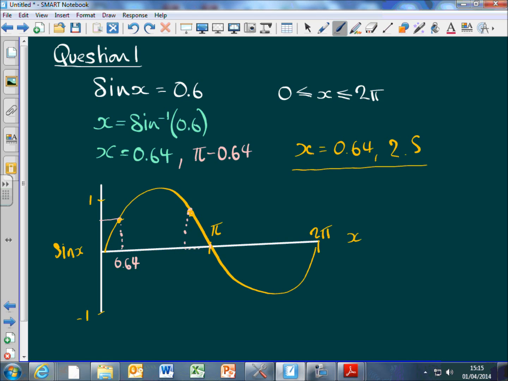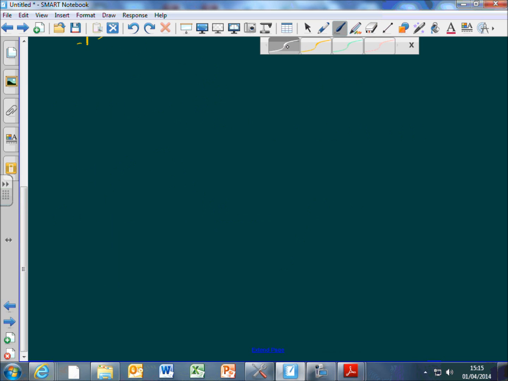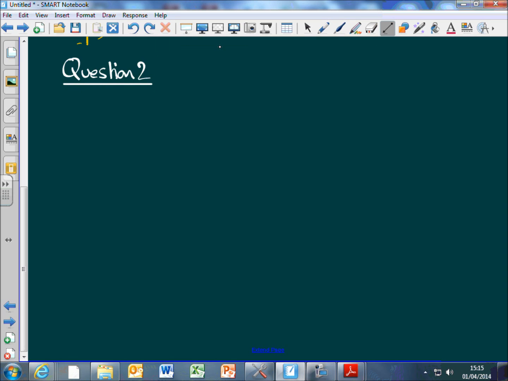Okay, we're going to do two more questions. We're going to make the next one a little bit harder. So let's come down, do another question. This is the second sort of question you might get. Okay, this time I'm going to give you cos: 2 cos 2x equals 1.4.